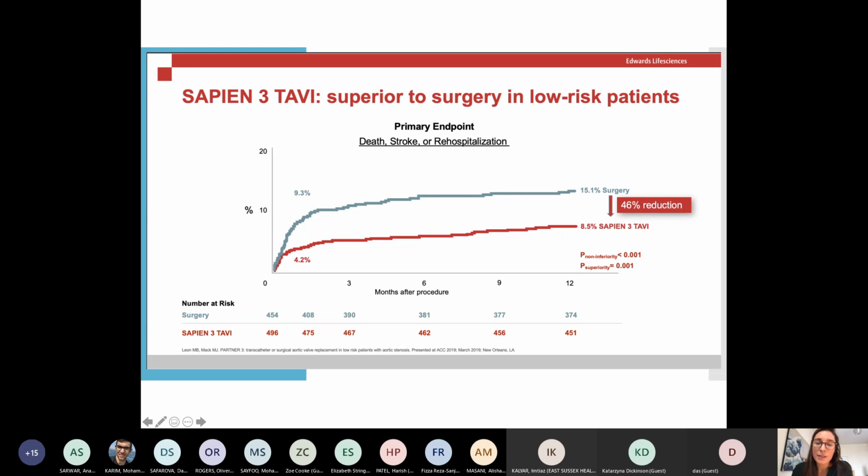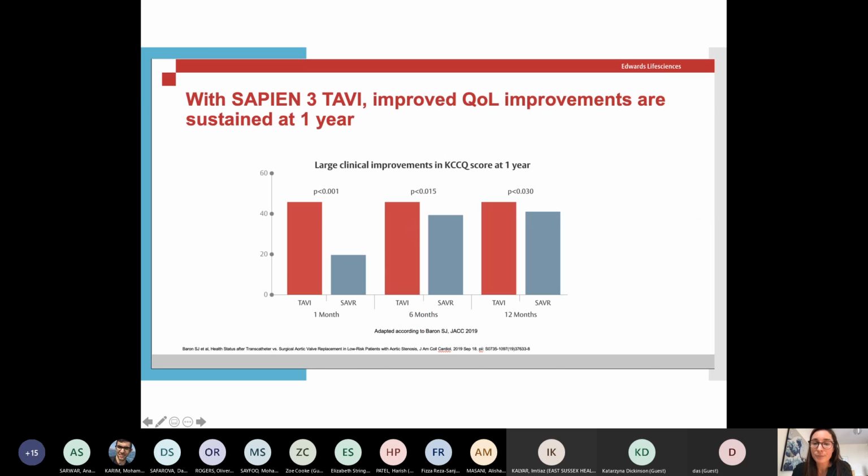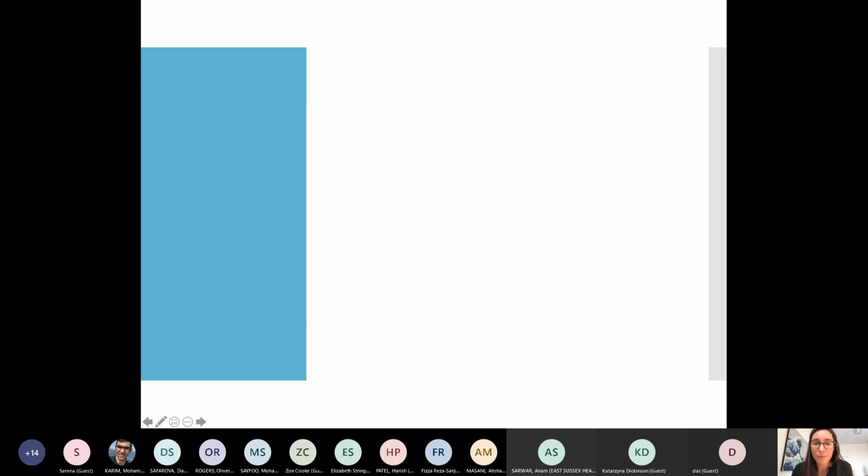So this is the death, stroke, and rehospitalization of surgery compared to their TAVI valve, and there was much less of these bad outcomes in the TAVI cohort. And they said their quality of life was better even at a year. So the red bars being the TAVI people, and saying things had improved compared to the grey bars being the surgical valve replacement people, saying things had improved.